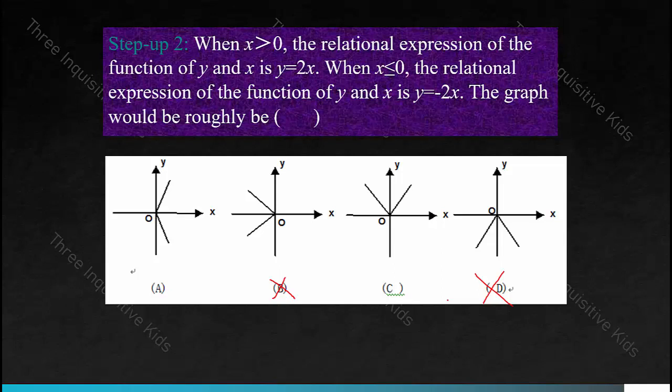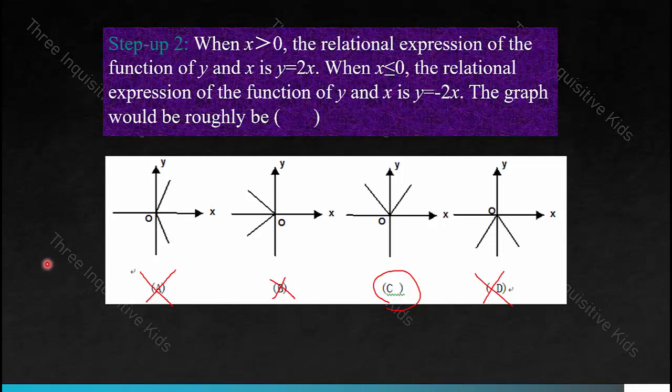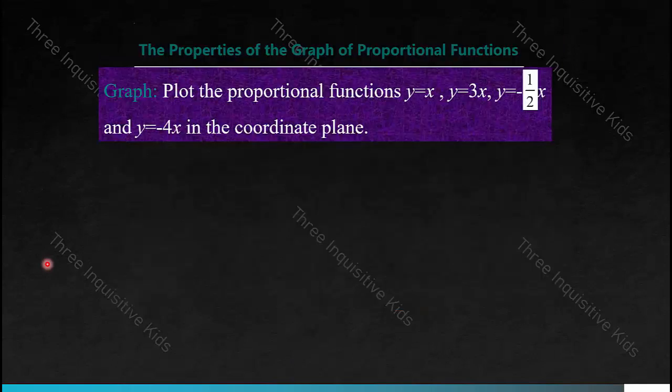Okay, and then when x is less than or equal to 0, the relational expression of the function of y and x is y is equal to negative 2x. So when it is less than 0, it would have to have a negative slope. So C would be the correct answer. And also you could eliminate A because that is not even a function. A and B are not functions because one x value cannot have two y values. That's something we emphasized in the past 2 lessons. So the correct answer would be C.